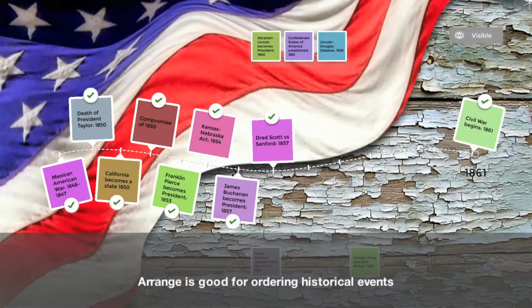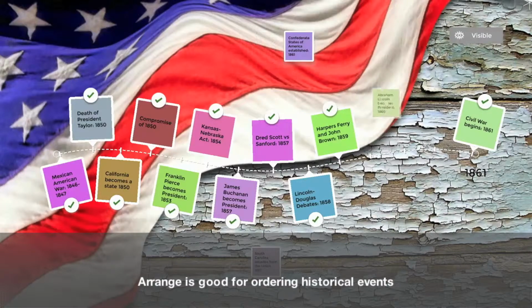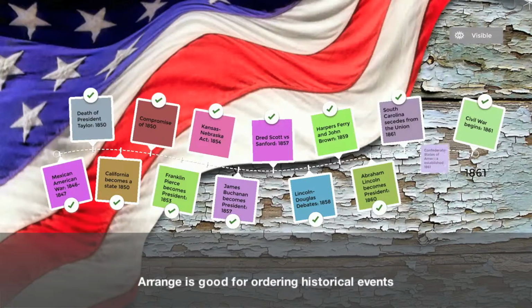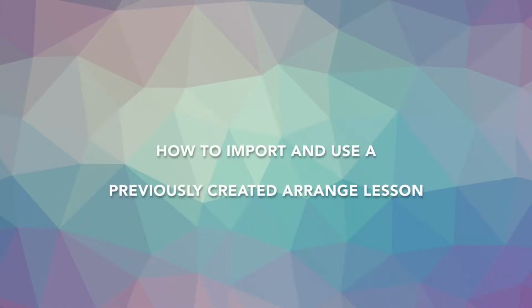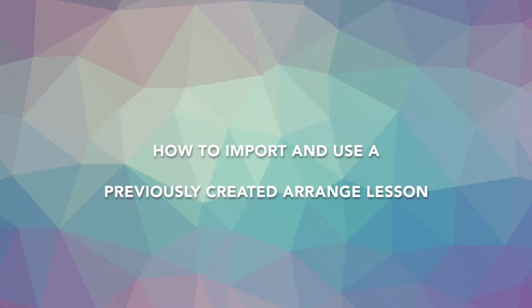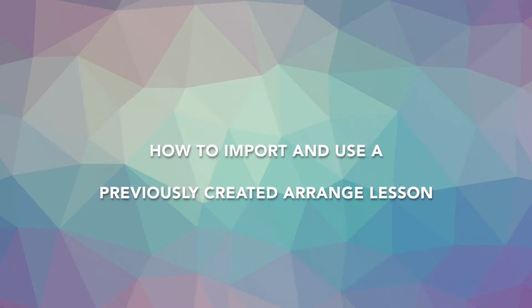Arrange is good for ordering the sequence of historical events or the sequence of events in a story. Arrange can be used to demonstrate the sequence of steps required to solve more complex mathematical problems. Here, I'll start with an existing lesson to further demonstrate Arrange.